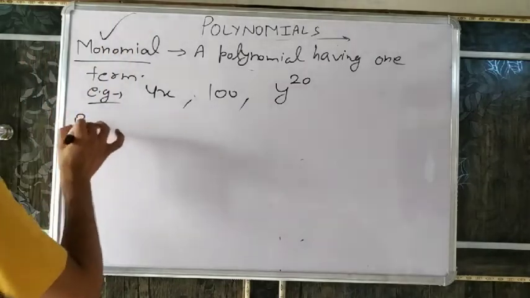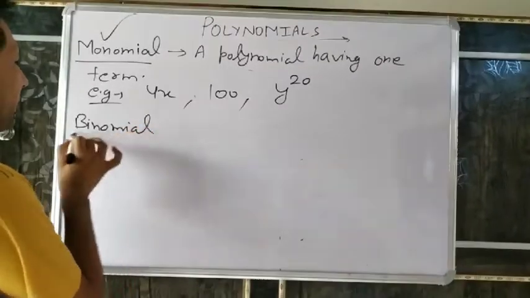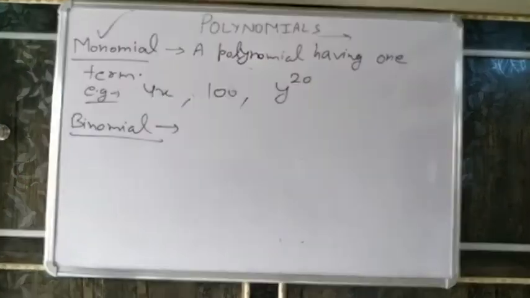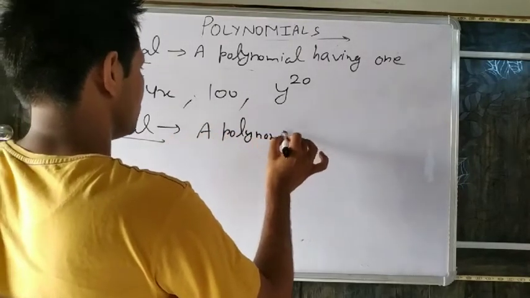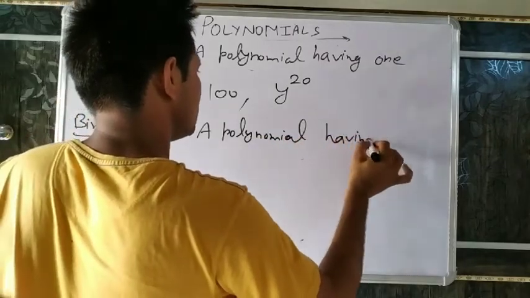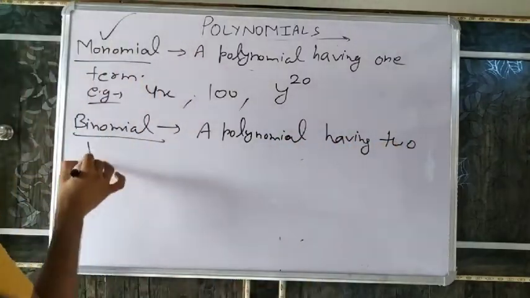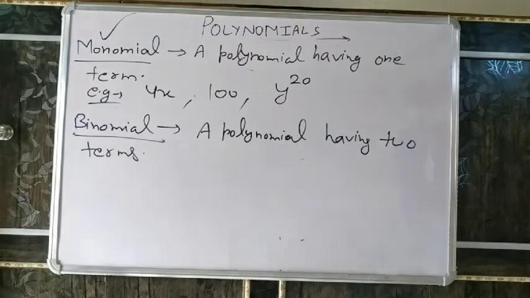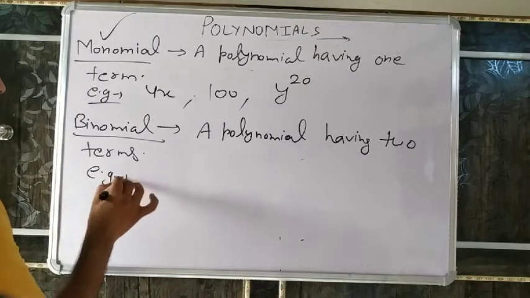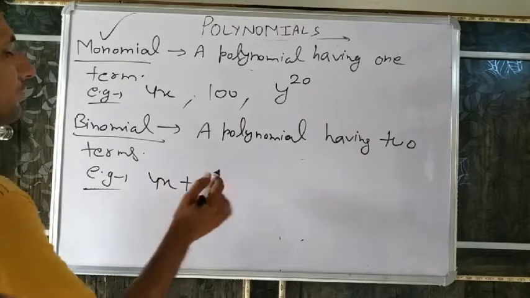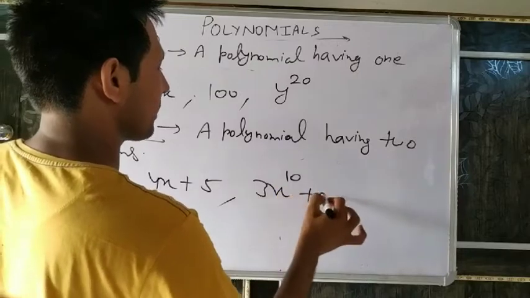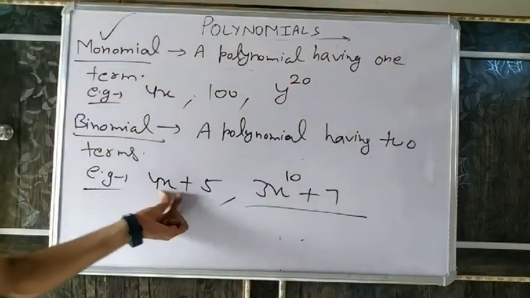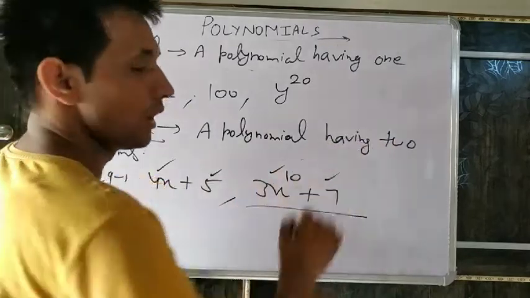Next, binomial. What is a binomial? We already discussed this in 8th and 7th class. A polynomial having two terms. How many terms? Having two terms is called a binomial. Binomial means two terms. So 4x plus 5. Next, 3x to the power something plus 7. So these are two terms, 1, 2. It is a binomial.